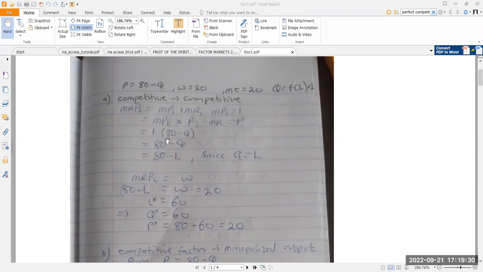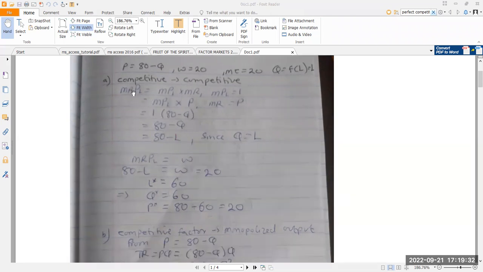All right. So now that we have marginal revenue product of labor, the competitive firm will always equate marginal revenue product of labor to wage. Okay. So by equating now, in case you are asked to find the demand for labor function, this is it. The marginal revenue product of labor is the demand for labor function. Okay. So that is 80 minus L.